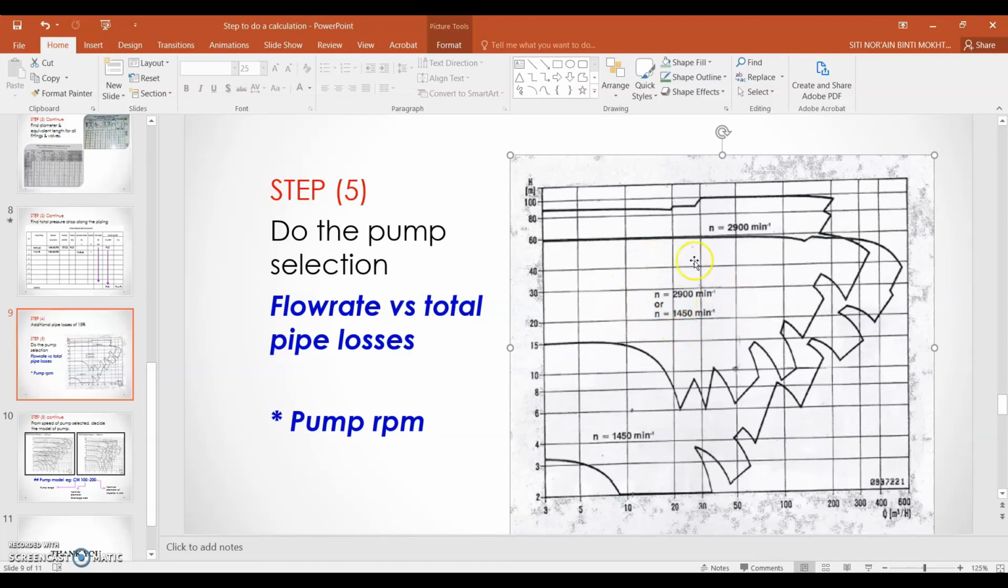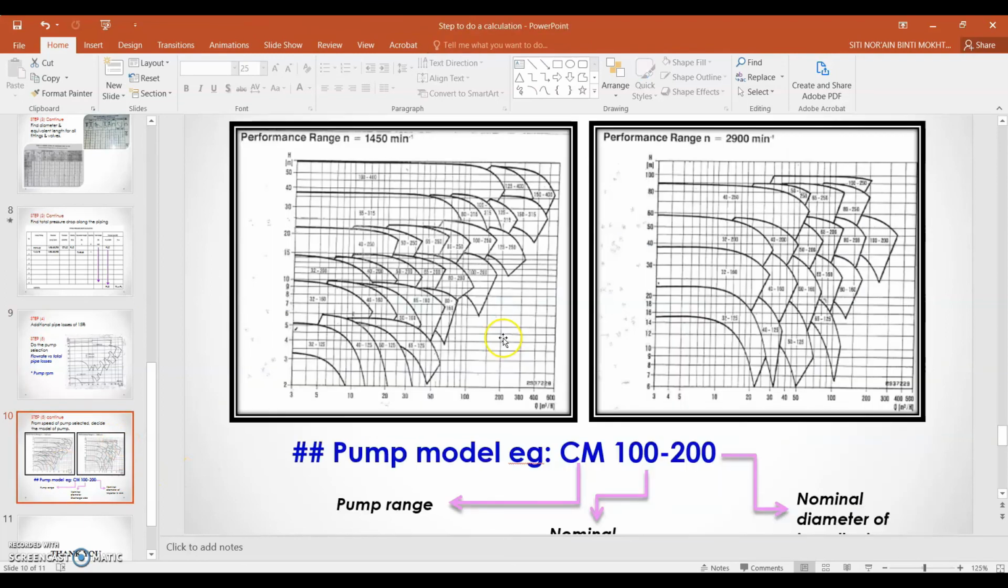So when it comes to this region, it means you need to have two models of pump. Let's say your point falls in this region, it means you only have one model of your condenser water pump with speed 1450. And when the point falls in this region, it means you only have one model for condenser water pump with speed 2900. Okay, so next slide.